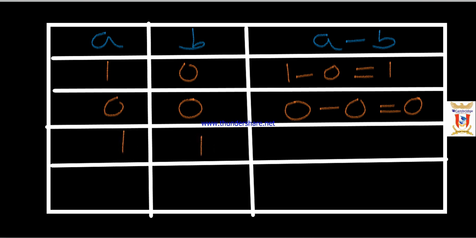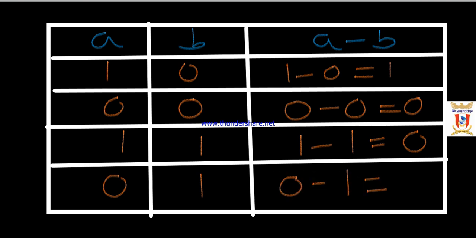1 minus 1 will be 0. Now, here comes the change. 0 minus 1. So, in mathematics, 0 minus 1 is minus 1. But here, again, we don't have anything except 0 and 1. So, answer will be 1. Keep that thing in mind.